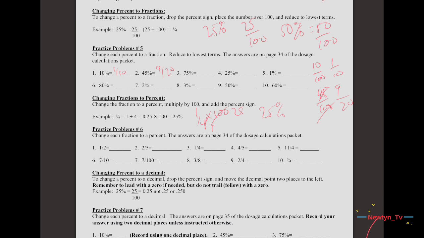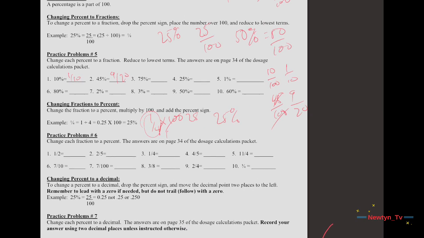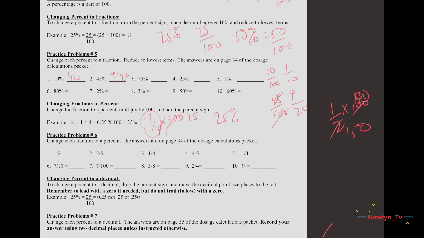You can also change this fraction into a decimal and multiply by 100 and you get your answer. That can also be possible. So let's say you have 1 over 2, times 100. The 2 goes into 100 fifty times, so this is 50%. You can also change this to 0.5 times 100 and you get 50%.